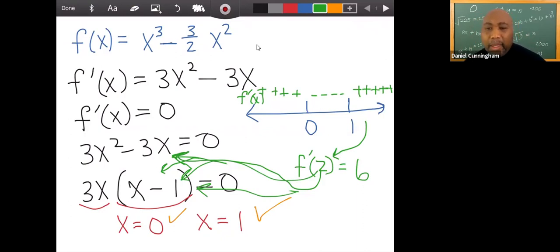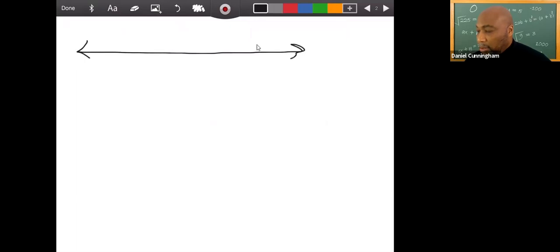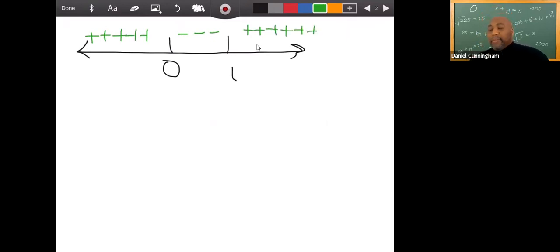Okay. So let's go to our next page of our whiteboard and rewrite what we have up here. That showed the work. And what we had was 0, 1. And when we plug it into the derivative, we end up with positive numbers here, negative, and positive, if I'm not mistaken. And so in this case, this is going positive, this is going negative, and this is going in a positive direction.